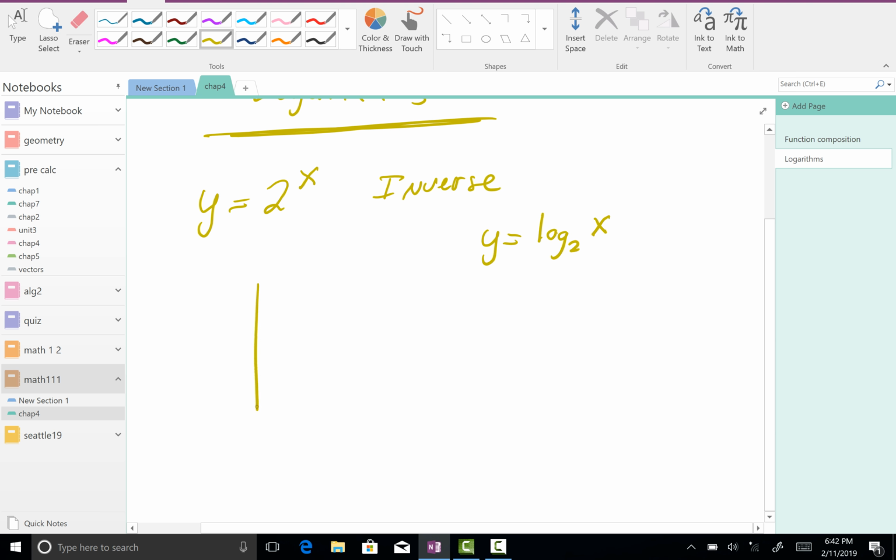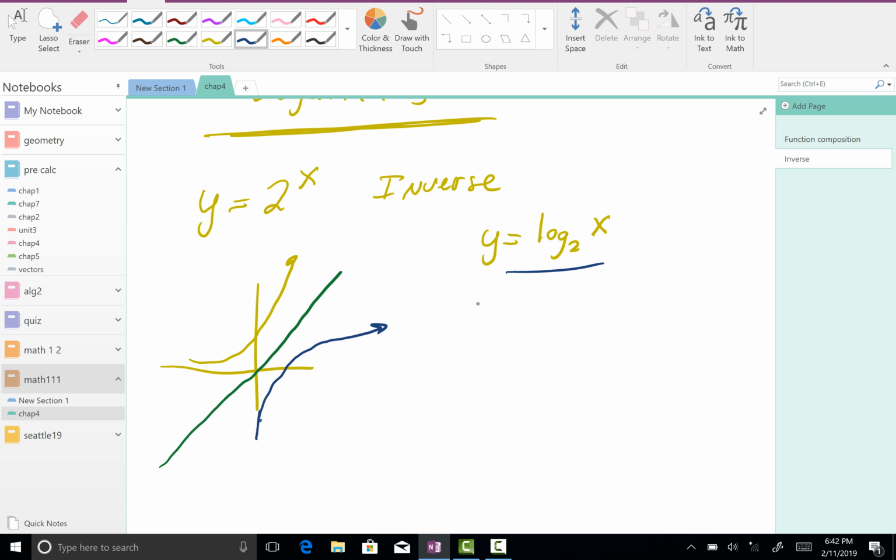So y equals 2 to the x looks like this, and then we have this y equals x line, so then the inverse looks like that, okay? So an exponential has a graph that in this case grows quickly, but a logarithm grows quickly and then levels out. See, it kind of goes flat. So it's kind of just the inverse because they're inverses of each other. All right.